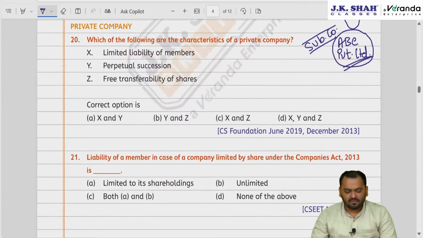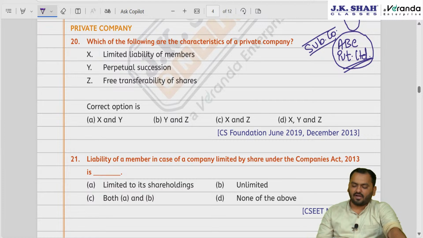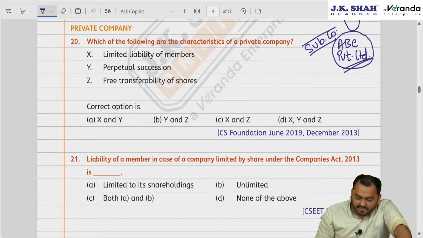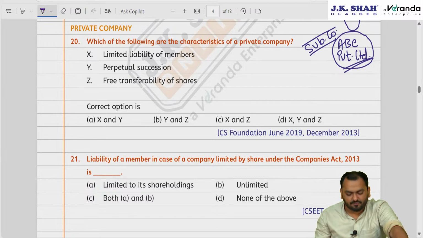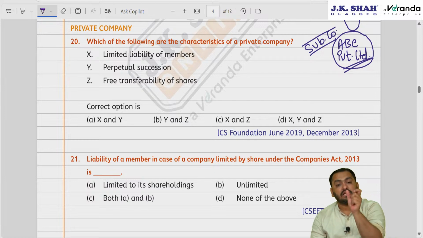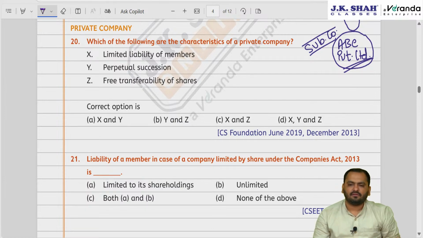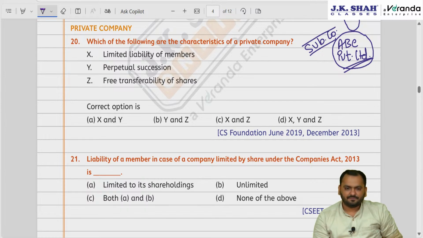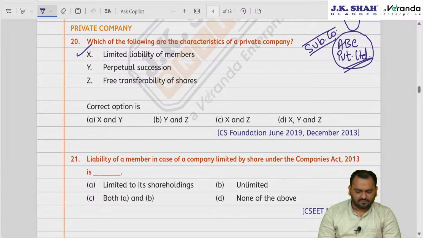Let's go further. Next is: which of the following are characteristics of a private company? Let's go one by one. Limited liability of members. What do you think? Does a private company have this feature? Limited liability? Yes, because a private company is one of the limited companies. You have seen the name, it is ABC Private Limited. Why does the word limited come at the end of the name of the company? Friends, that is because the liability of the members of such a company is limited. So it is a limited liability company, right? So yes, X is the right feature.